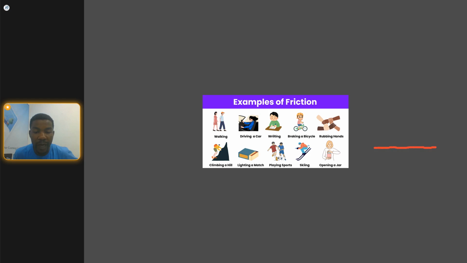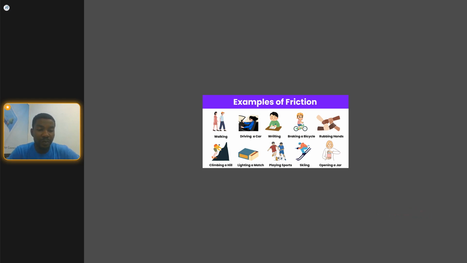Rubbing of hands, that was what I did initially as the activity I was showing to you, also has to do with friction. Climbing the hill is also a real life example that deals with friction. Lighting a match also has to do with friction. Playing sports also has to do with friction. Also this game, skimming. Opening of a jar also has to do with friction.